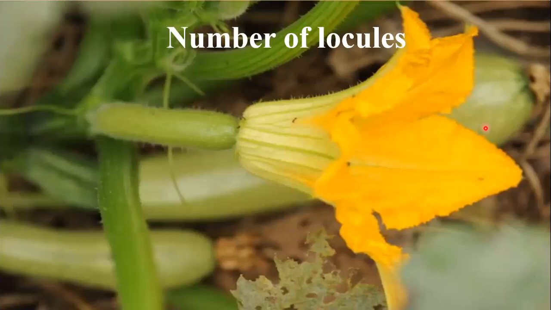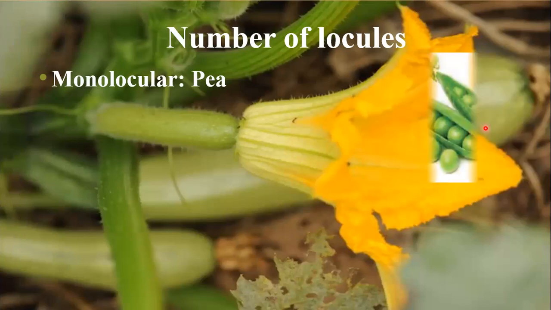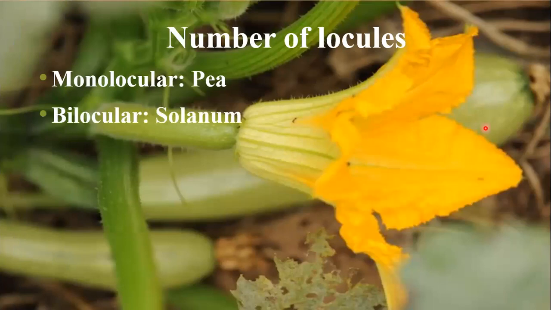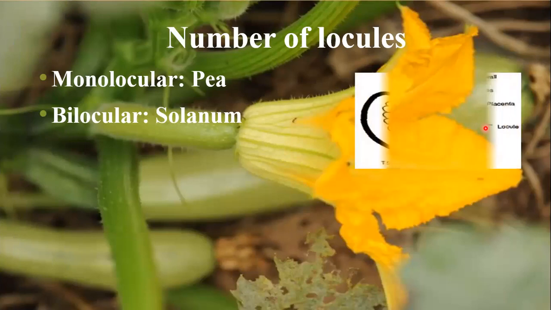Next, based on the number of locules, the ovary is again classified into the following 4 types. If only one locule, one ovarian cavity, is present in the ovary, we call it monolocular. The example for that is pea. If 2 locules are present in the ovary, we call it bilocular. An example is Solanum, Solanaceae family members, usually brinjal, having 2 locules in their ovary.